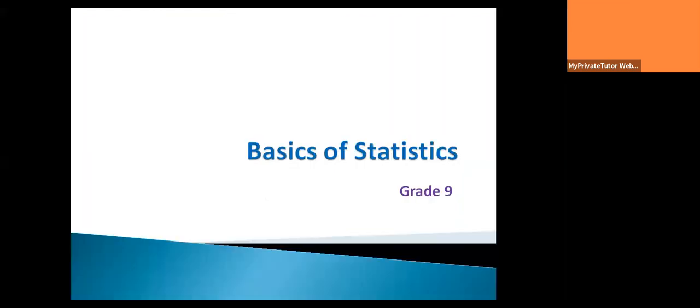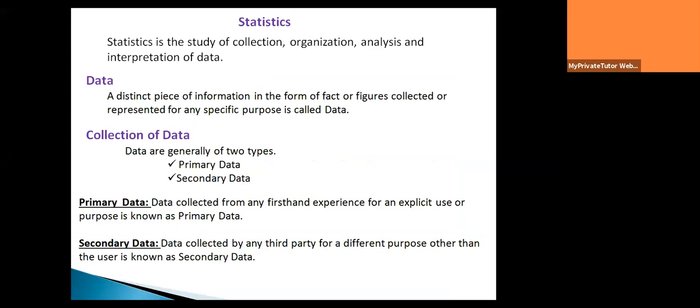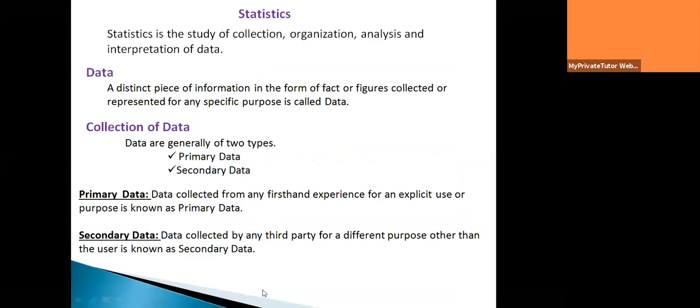Okay, so I was explaining the data. Data can be anything. The data can be numbers, the data can be diagrams. So the first thing is the collection of data. We represent the collection of data in two ways: one is primary data and the other is secondary data.